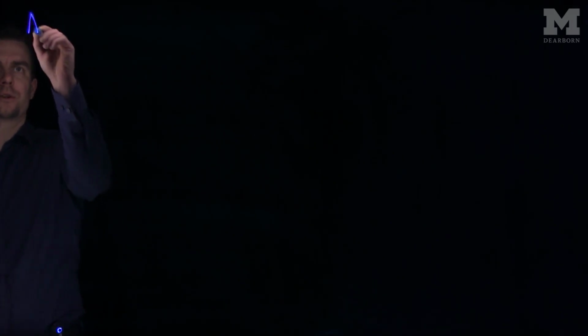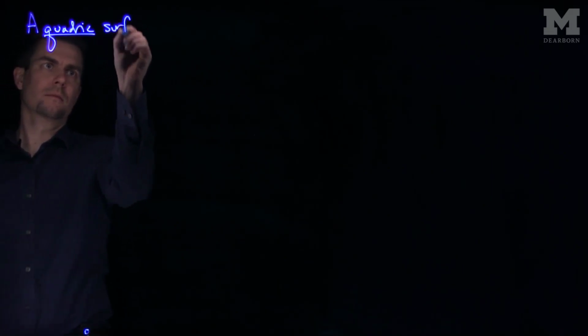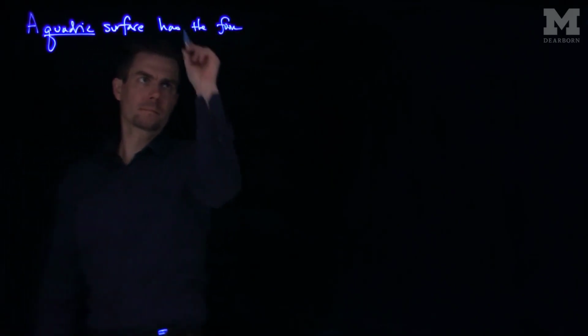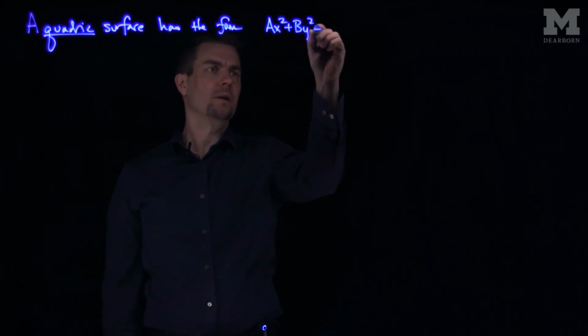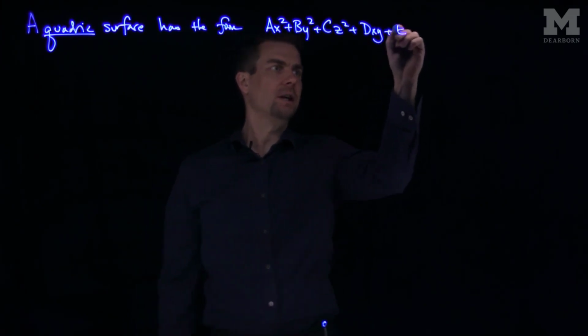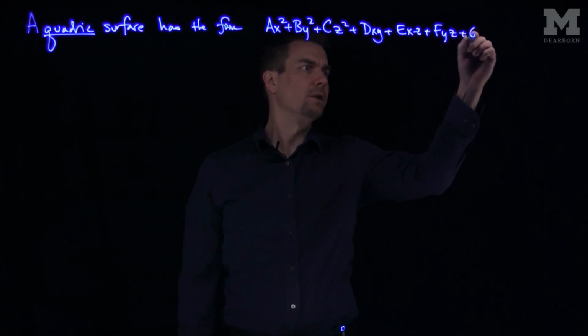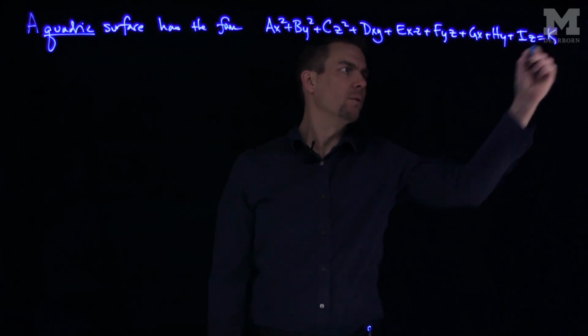Hello students, in this video we'll discuss quadric surfaces. A quadric surface has the form ax squared plus by squared plus cz squared plus dxy plus exz plus fyz plus gx plus hy plus iz is equal to k.